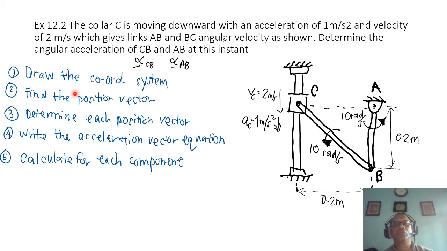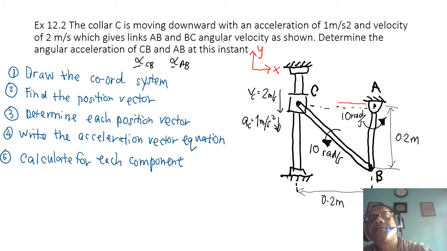So the first thing is to draw the coordinate system. We typically use our XY system as shown here, and we find the position vector of interest. So I can now draw the position vector.